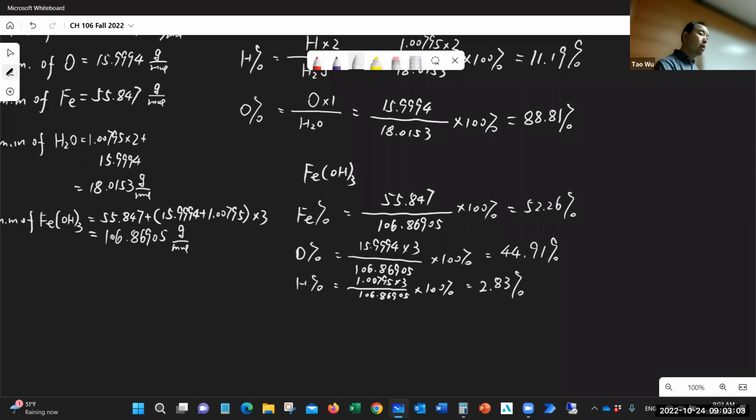Those numbers are the percent composition for iron(III) hydroxide. Did you get a similar result? Generally, this is the percent composition. Probably you already learned this before. Let's just review the meaning of percent composition. Are you clear? Any questions?